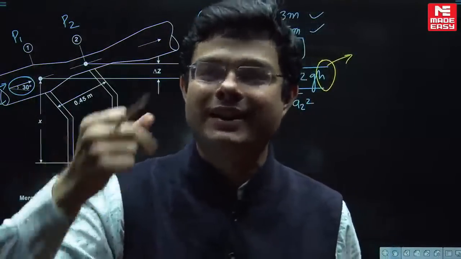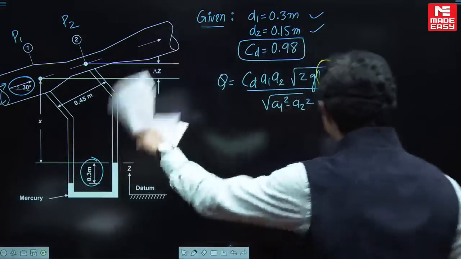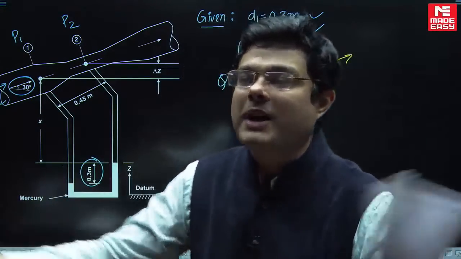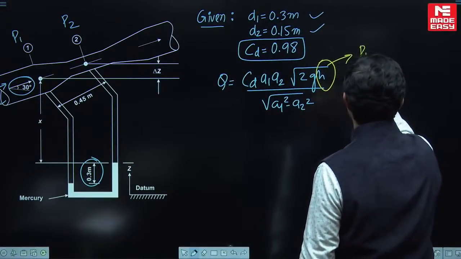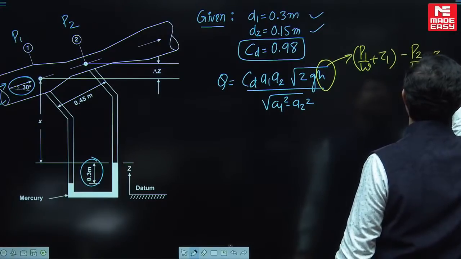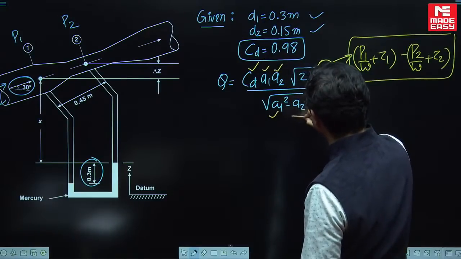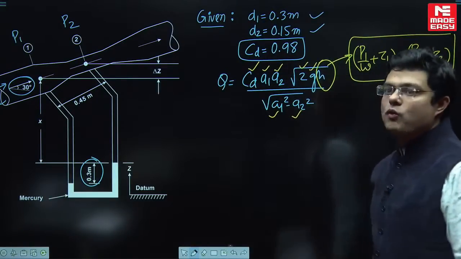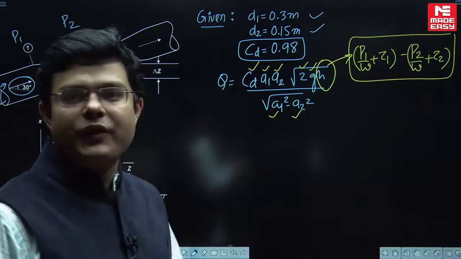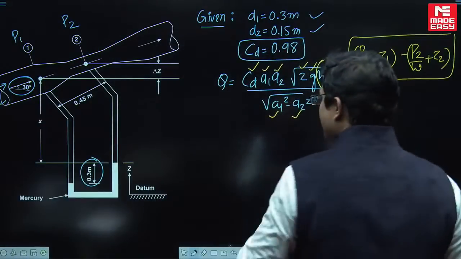This is not the pressure head difference between pipe and throat. For an inclined one, it is the piezometric head difference between pipe and throat. So the piezometric head difference between pipe and throat is P1 by W plus Z1 minus P2 by W plus Z2. In this formula, CD, A1, A2, 2 and G are known. This will be the actual discharge, of course. If you want to find out the discharge, you actually need to find out the piezometric head difference between the pipe and throat.